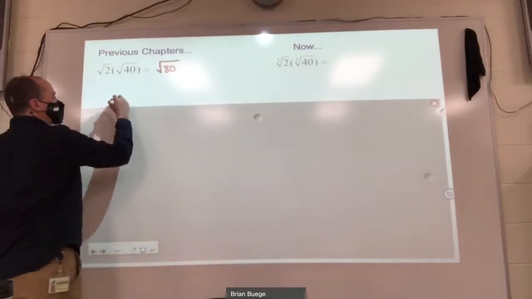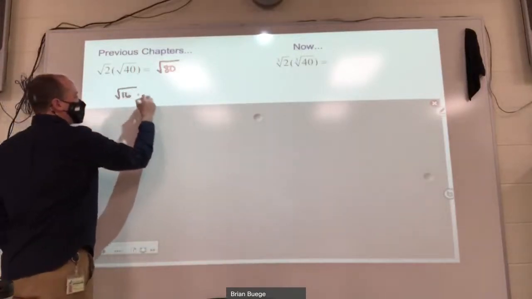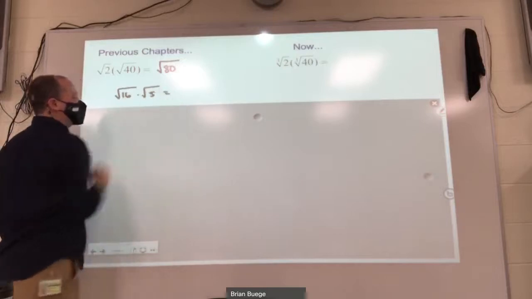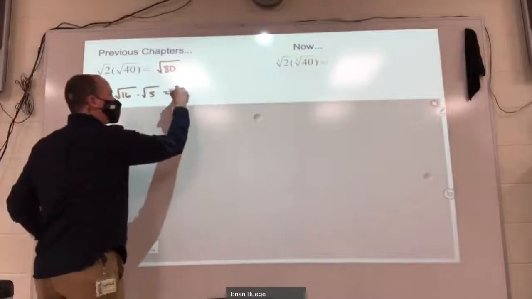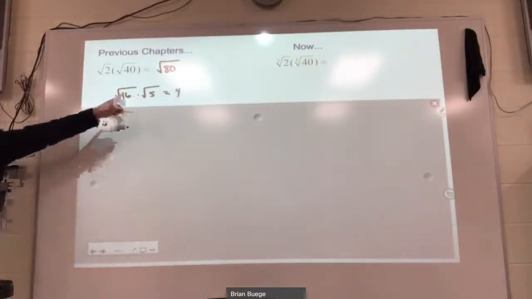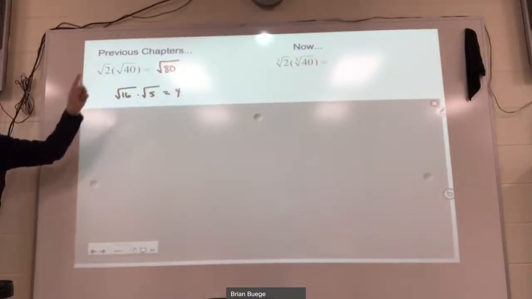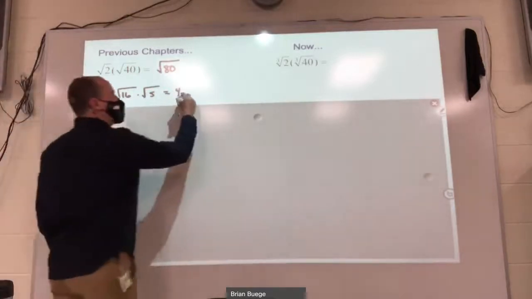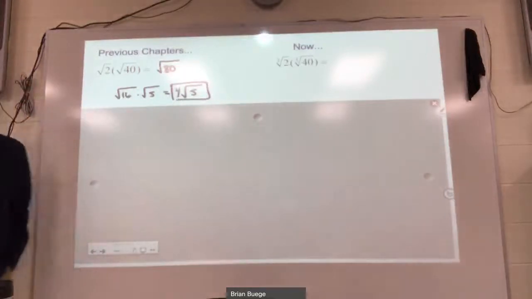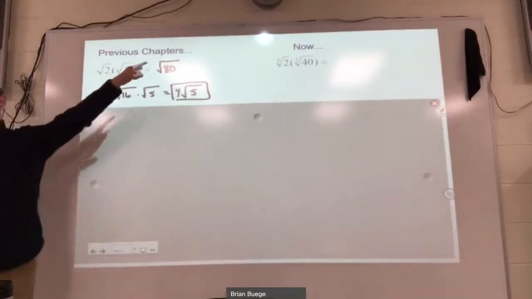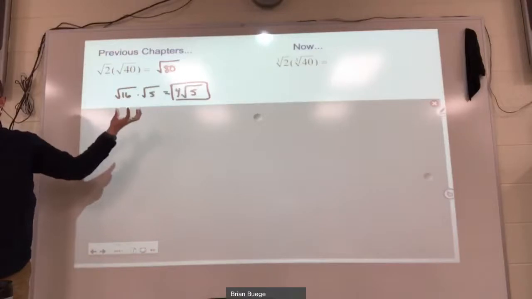We break this down. This is the square root of 16 times the square root of 5, which now we can just go through and reduce. Square root of 16 is 4. There are no other perfect squares that are factors of 5 other than 1, and 1 goes into everything, so we don't worry about that. So 4 times the square root of 5 will be your final answer, okay? So we multiplied the radicals together, and then we simplified the answer.